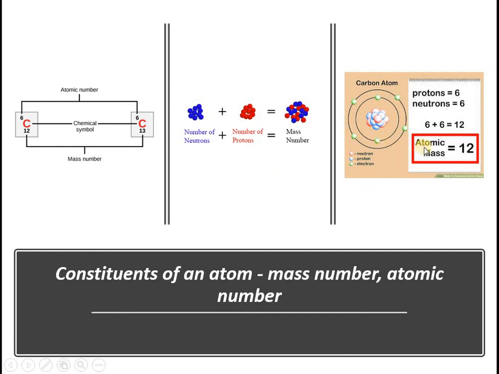Now, let's say this one. This mass number in some books is also written as atomic mass. So, if the number of protons is 6 and neutrons is 6, the atomic mass will be 12. And we know, because the atom is neutral, the number of protons should be equal to the number of electrons. So, if in carbon protons are 6, then electrons will also be 6. Now, atomic mass is 12. So, neutrons will be 12 minus protons, that is 12 minus 6, equal to 6.